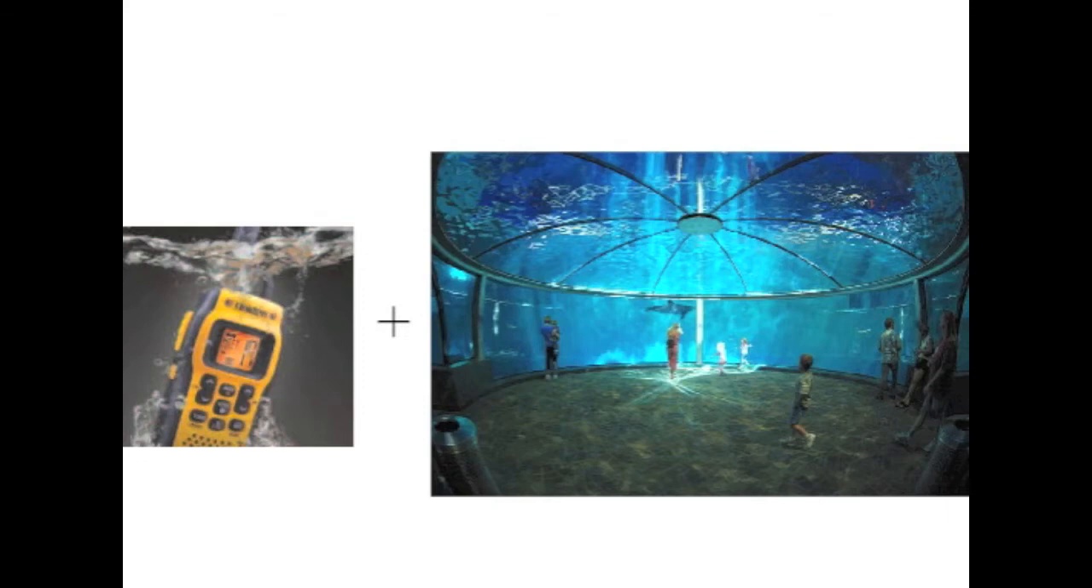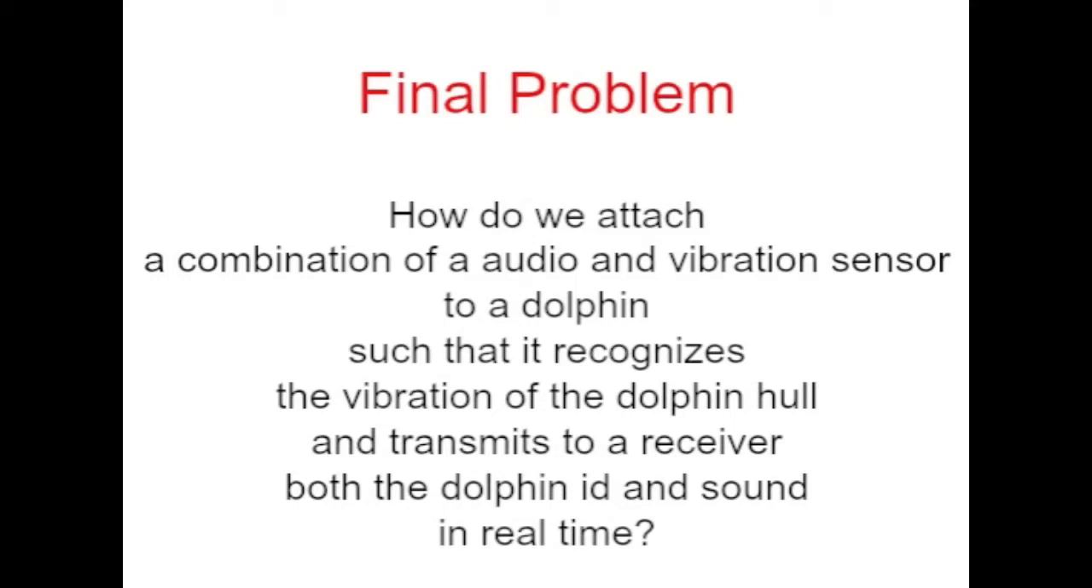We decided to use the twin radio receiver of the radio transmitter to receive our specialized signal and the general microphones used by Disney to record the audio. Thus our finalized problem comes to be, how do we attach a combination of an audio and vibration sensor to a dolphin such that it recognizes the vibration of the dolphin hull and transmits to the receiver both the dolphin ID and sound in real time.